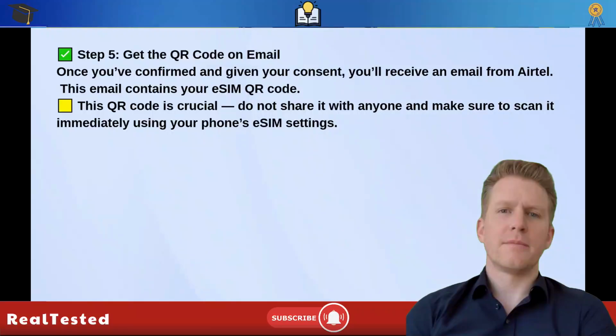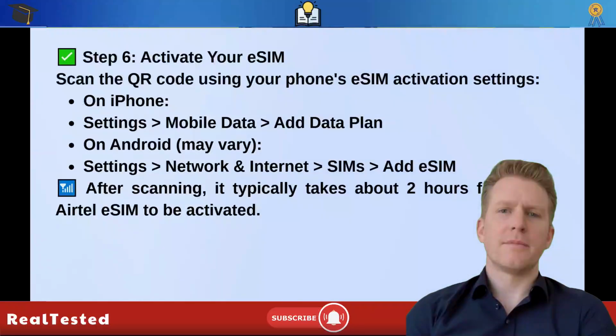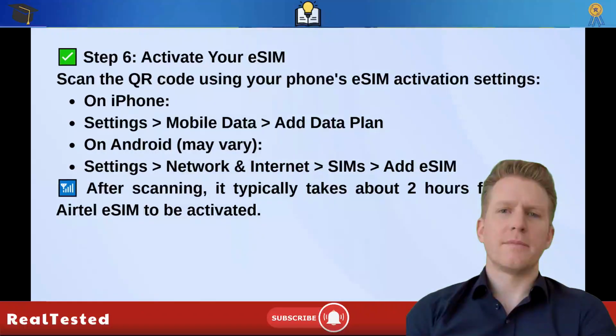For iPhone users, navigate to Settings, then Mobile Data, and select Add Data Plan. Android users should go to Settings, Network and Internet, then SIMs to add the eSIM. Note that menu names may vary by device.